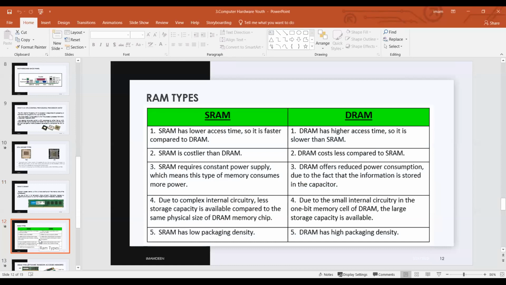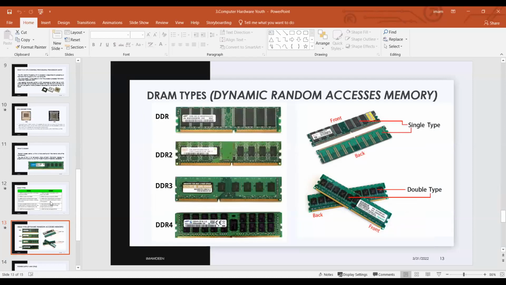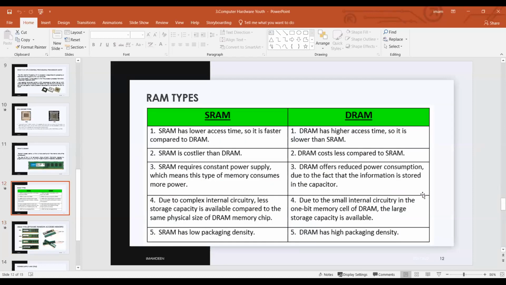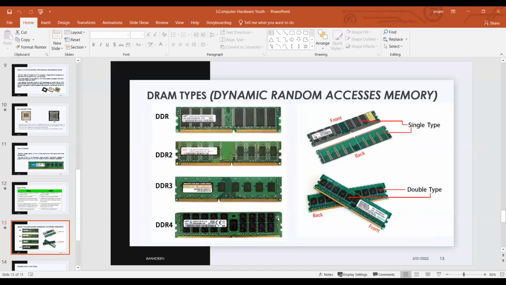But in modern days, mostly DDR3 and DDR4. So high-performance RAMs are what we commonly use for our PCs, right? Now let's see what DDR RAM looks like. So DDR, DDR2, DDR3, DDR4, single type and double type. Single type is just single-sided RAM. DDR is a double type RAM where we have chips on both sides, back and front. So you can see that, right?